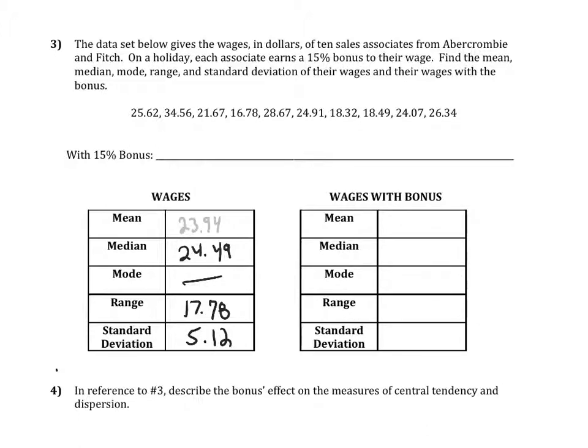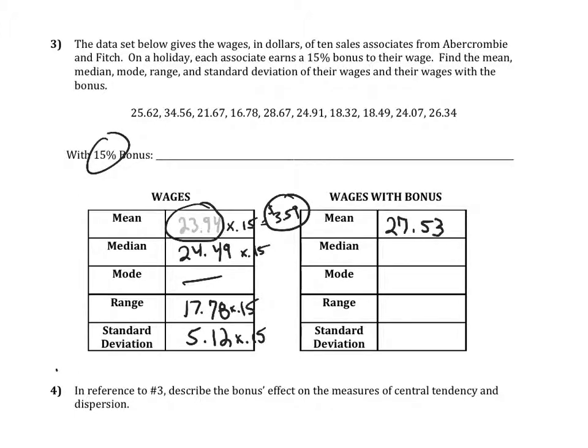Okay, now to figure out what their wages are going to be with the bonus, we have to multiply each of these by 15%, but we want to change it to a decimal. So we're going to go through and times each of these by 0.15, and every single one we're multiplying by 0.15. So when I multiply this out, I get $3.59. So that is what they're going to get as a bonus, okay? So then we just add together $23.94 plus $3.59. That gives us $27.53.